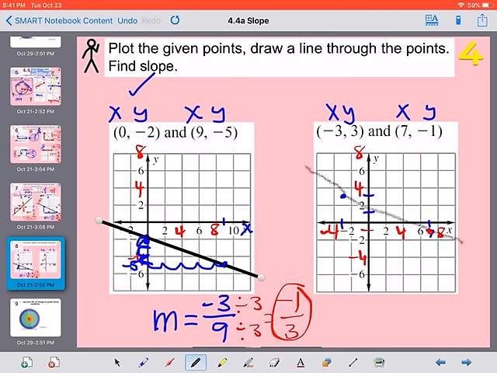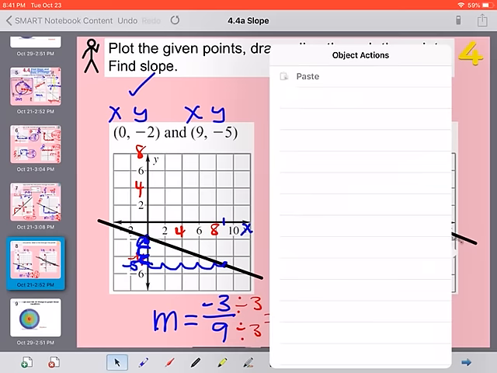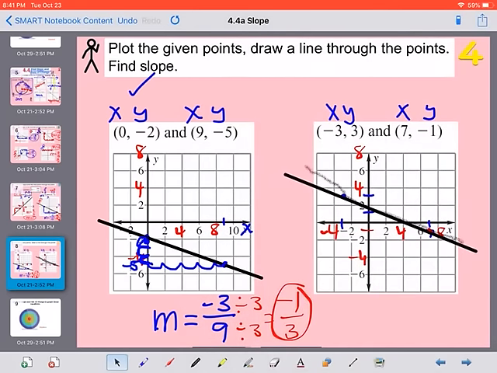I'm going to draw a line. Whoa, that was not the right kind of line. But that's okay. That was really off as well. I need to work on my line making skills. Come on. There we go. Now we're going to count our slope from here to here.